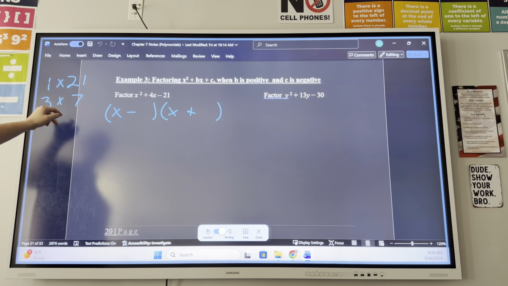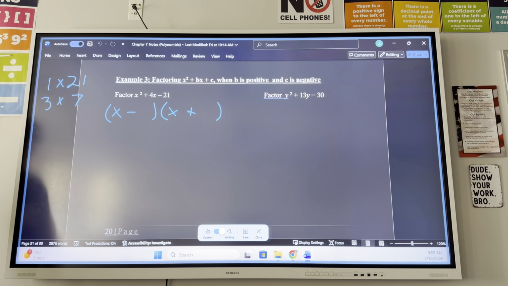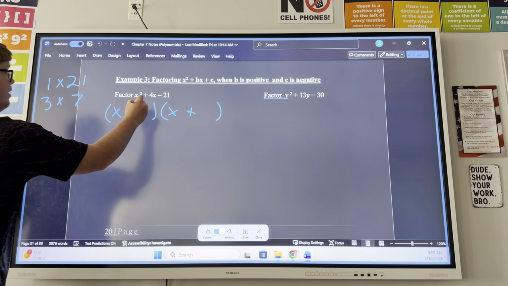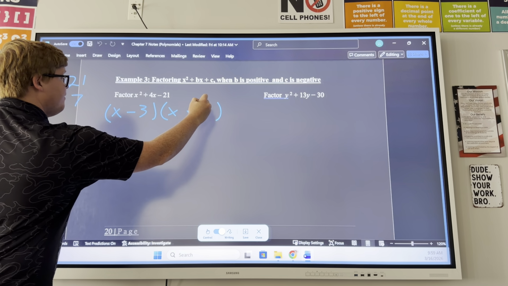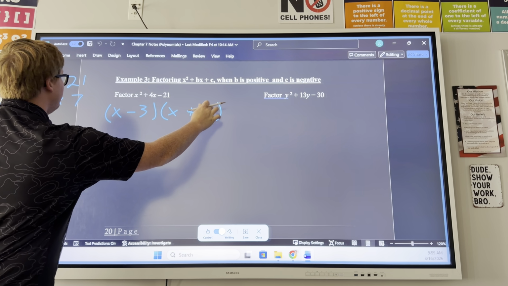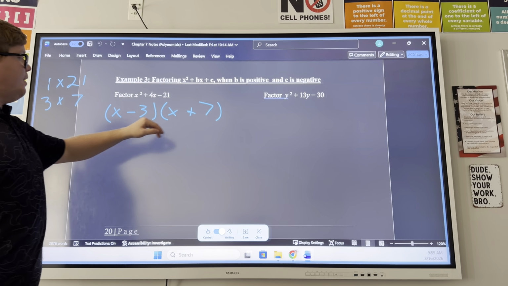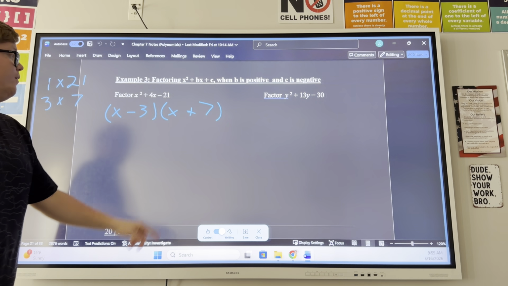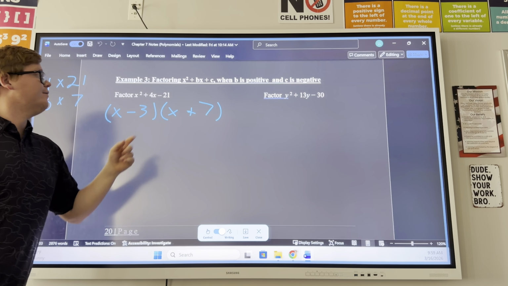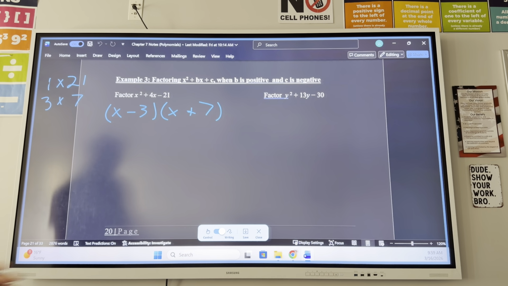How could we use 3 and 7 to get a positive 4? Well, we just make the lower one negative. So 3 goes here, and 7 goes here. Again, we know a negative 3 times a positive 7 is our negative 21, and we know a positive 7 plus a negative 3 is 4. That's exactly what we want.